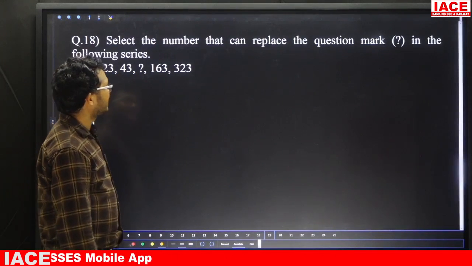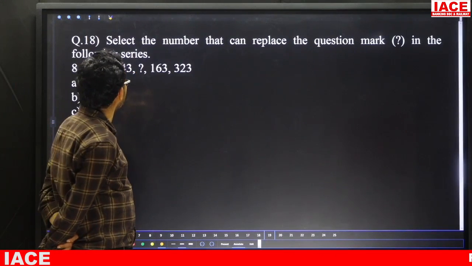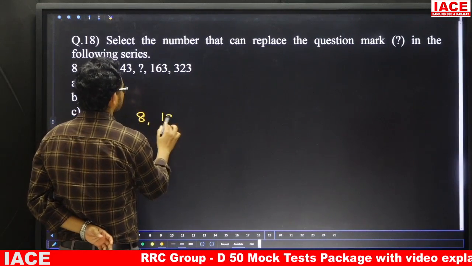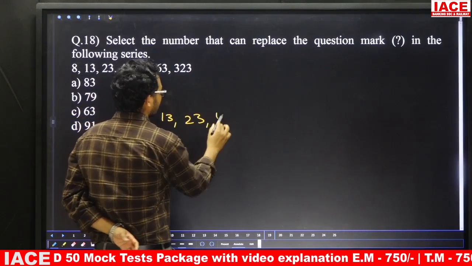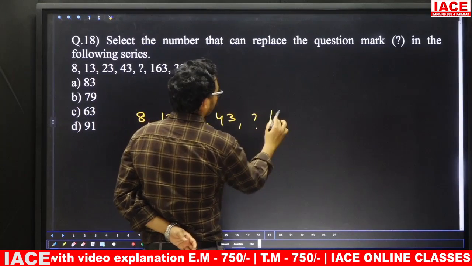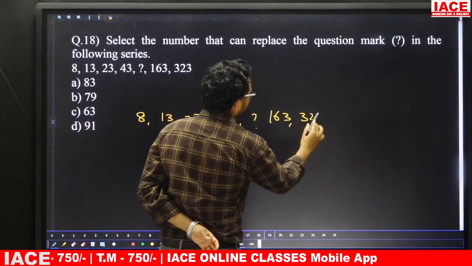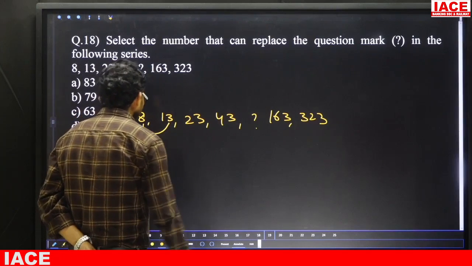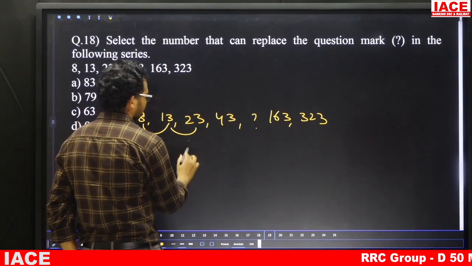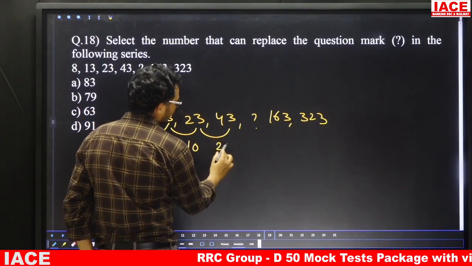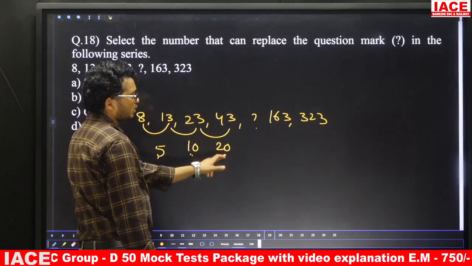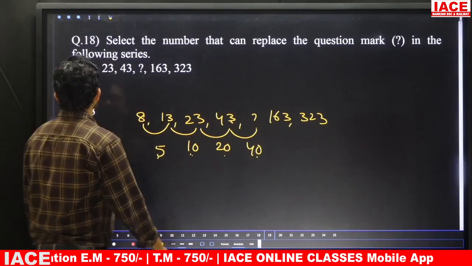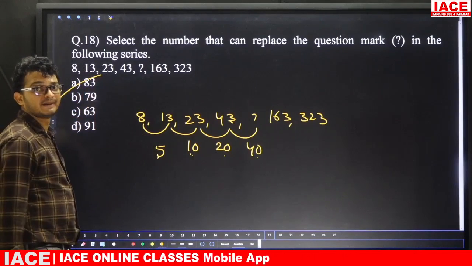Question number 18. Select the number that can replace the question mark in the following series. Friends, here the given numbers are what? 8, 13, 23, 43, question mark, 163, 323. Suppose, friends, once observe here, difference is how much? Difference is 5. Next one 10. Next one is what? Here 20. So 5 double 10, 10 double 20, 20 double is what? Here 40. 43 plus 40 is what? 83 is the answer. So answer is what? Option A.